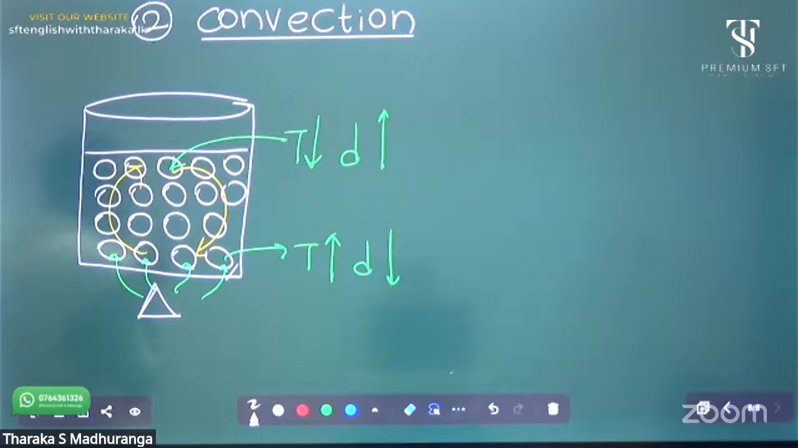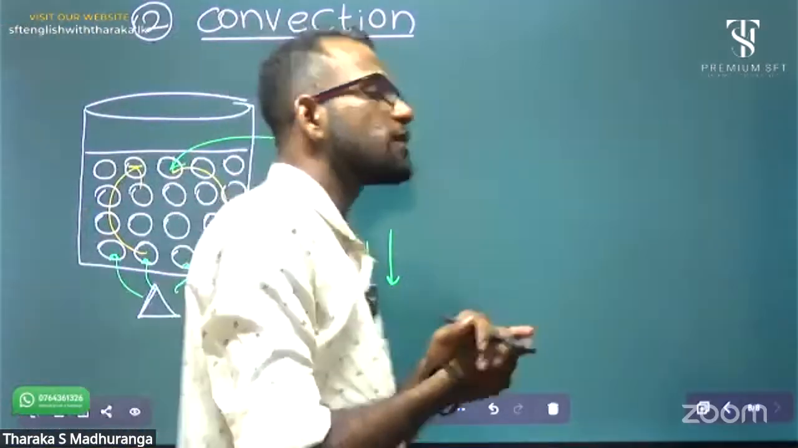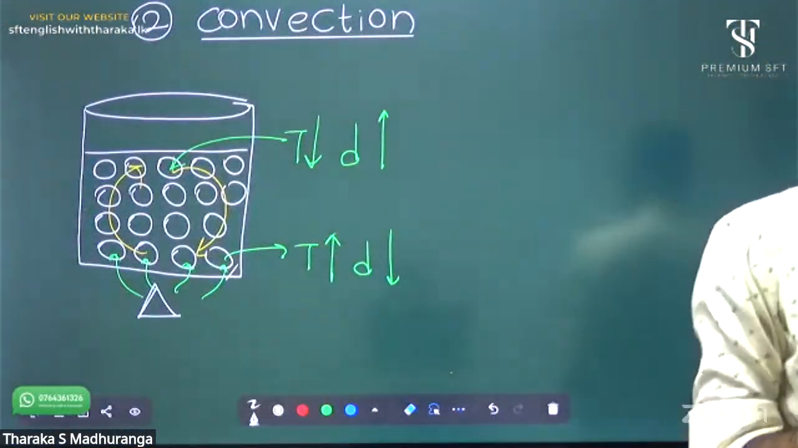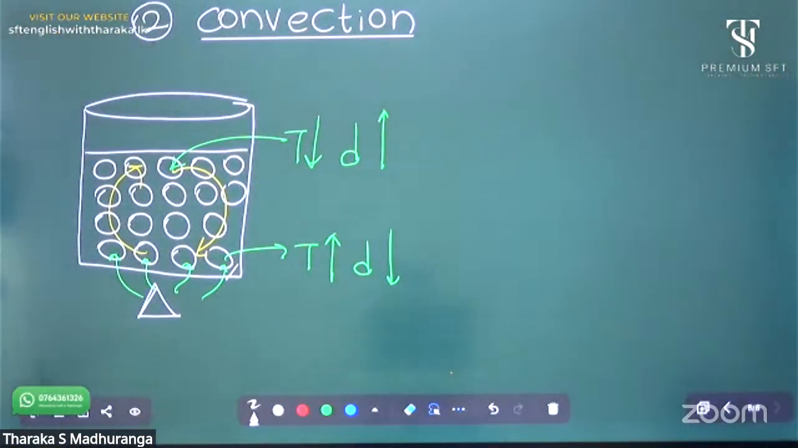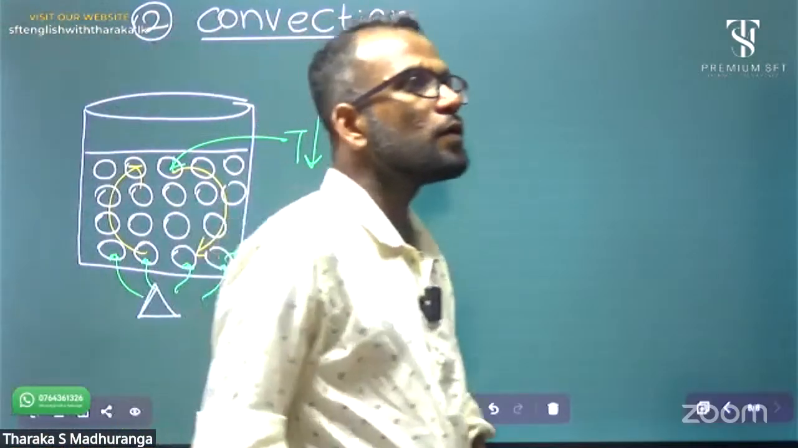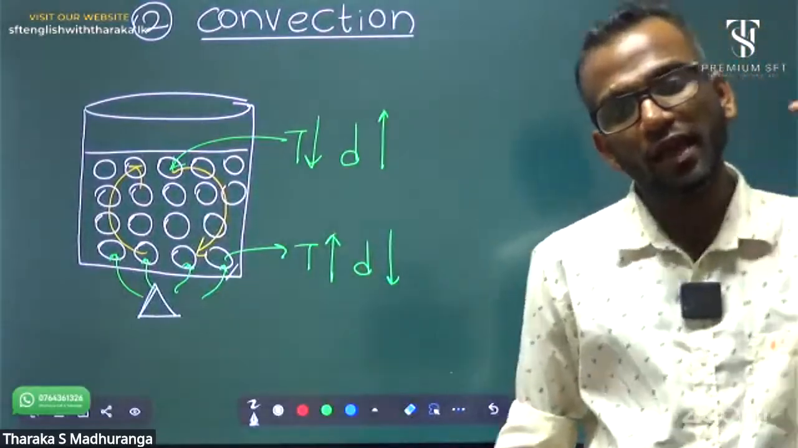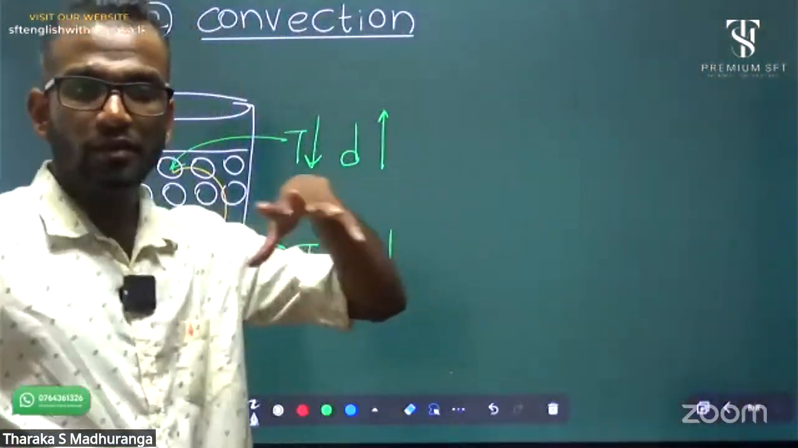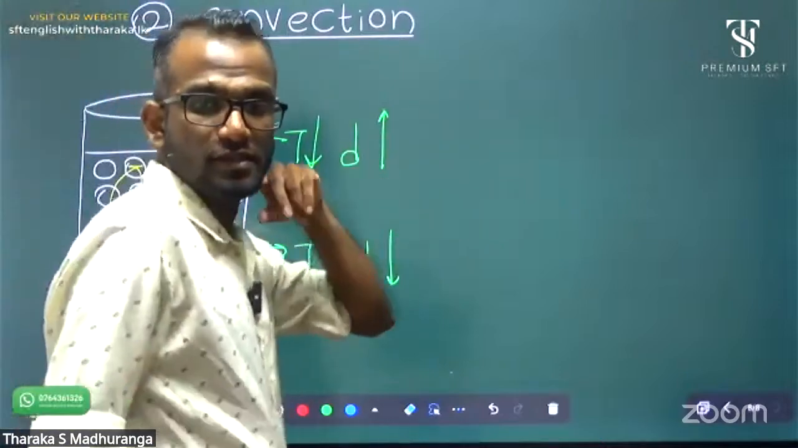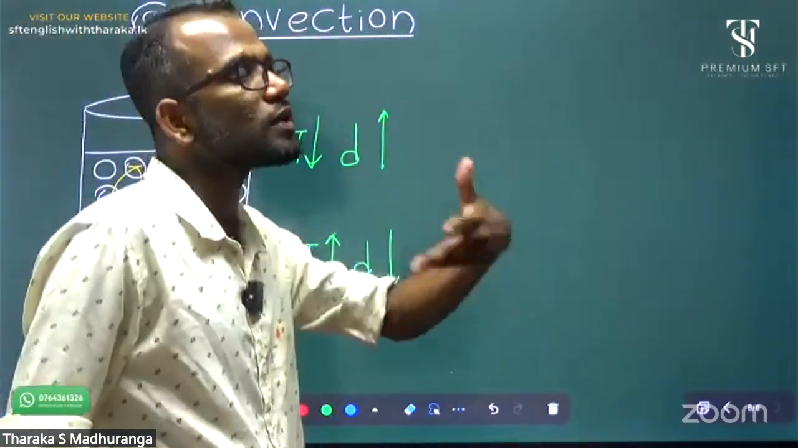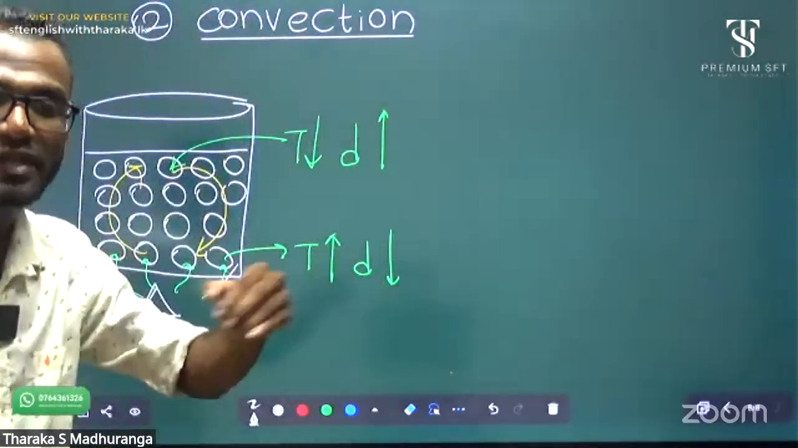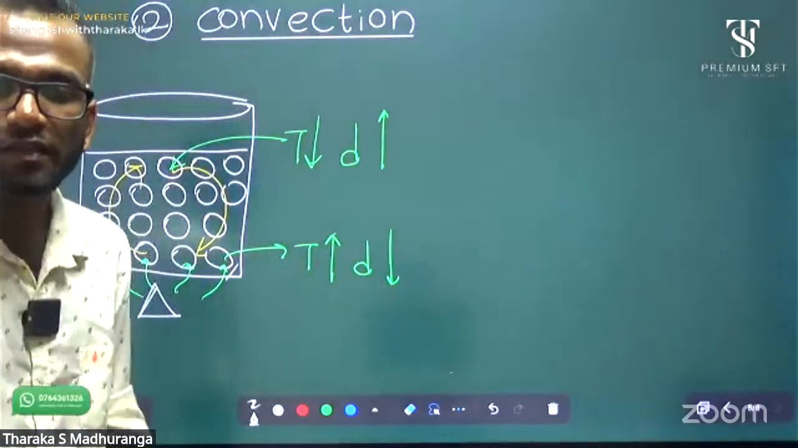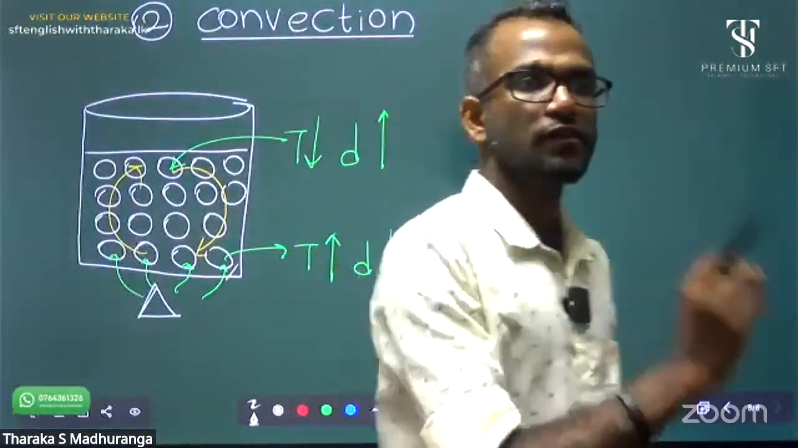Okay, it is the second thermal transformation method, convection. Now, what happens in the atmosphere? Air means gases. How does convection take place in gases? I told you, not only liquids and gases, in both mediums the heat transfer method is convection.